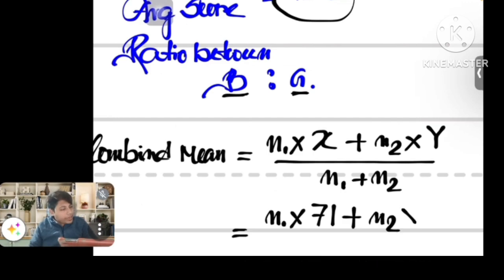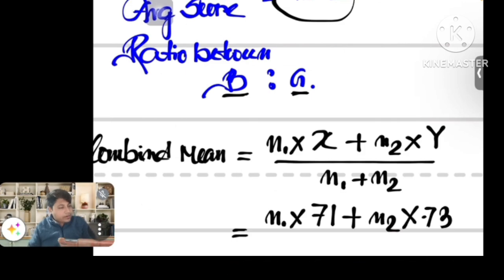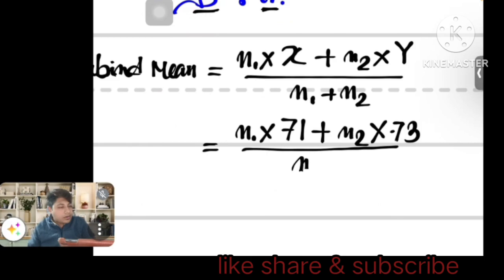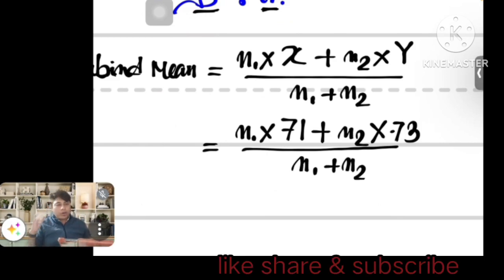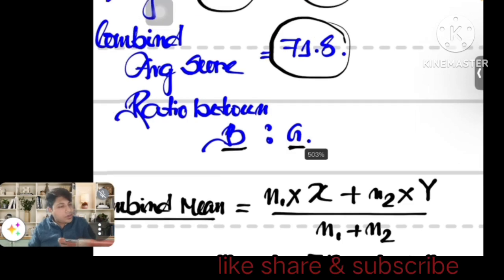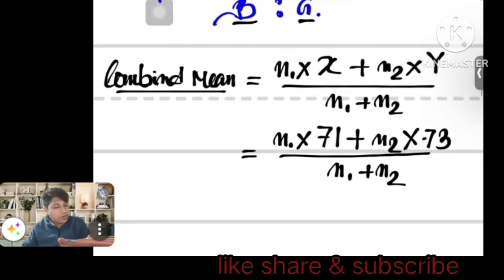Let me doubt. It is N2 into their average marks, given as 73, again divided by N1 plus N2, because I don't know the number of boys and girls, equal to one thing they have given you, the combined value. Look at the question, they have given you the combined value as 71.8. Instead of combined mean, I'm going to write the value 71.8.